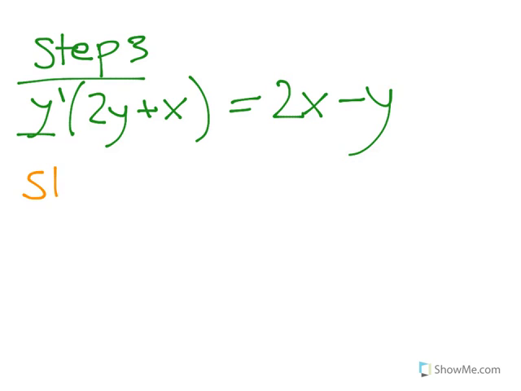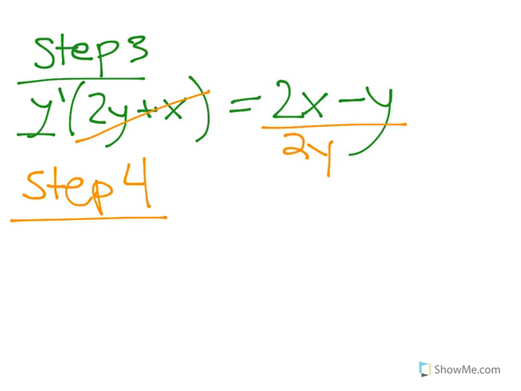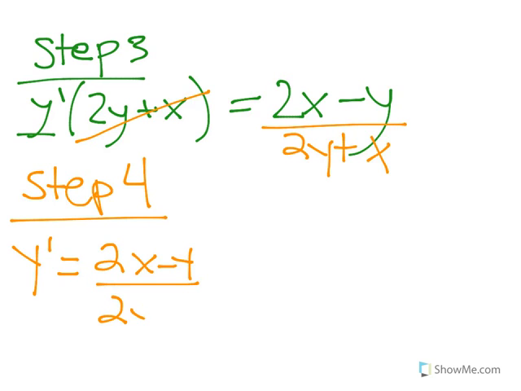Okay, in step 4, the last step, you want to divide by this term, get rid of that, and bring it over here. So just doing it again down here for you, it'd be y prime equals 2x minus y divided by 2y plus x. That's your final answer.